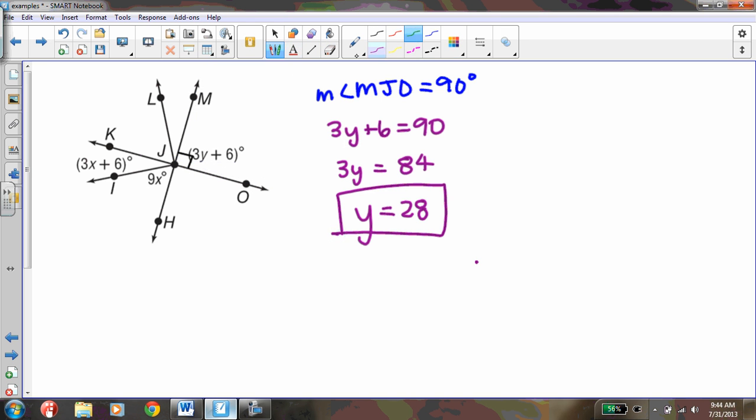Now let's look at the value of x. I have to look at the entire picture as a whole to figure out the value of x. So if you look here at what I have marked, you can see that we have a pair of vertical angles. It especially makes it simpler if I ignore that segment.